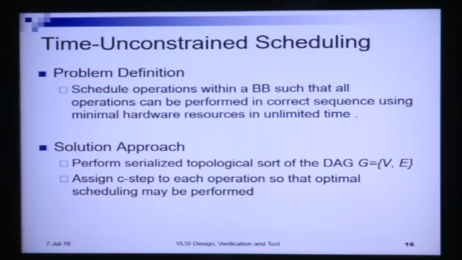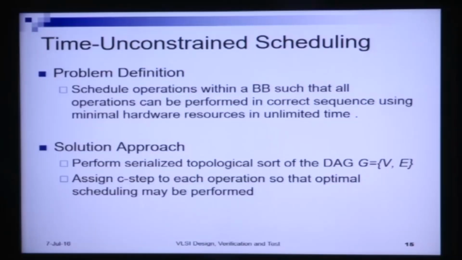So, with this concept we now move into time unconstrained scheduling. From resource unconstrained scheduling, now we move to time unconstrained scheduling. So, what is the problem definition of this scheduling? Schedule operations within a basic block such that all operations can be performed in correct sequence using minimal hardware resources in unlimited time. So, as we said, we now have unlimited time, there is no bound on performance. Performance can be as bad as possible. However, we need to consume as low amount of resource as is possible.